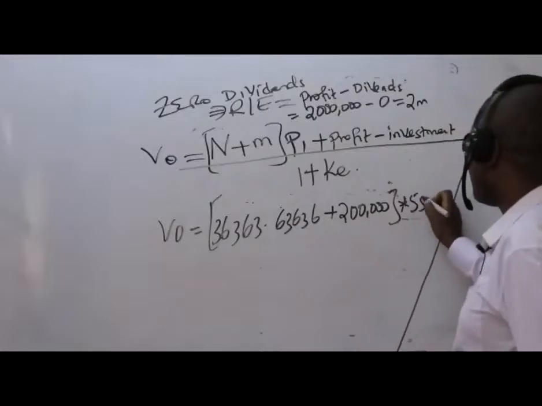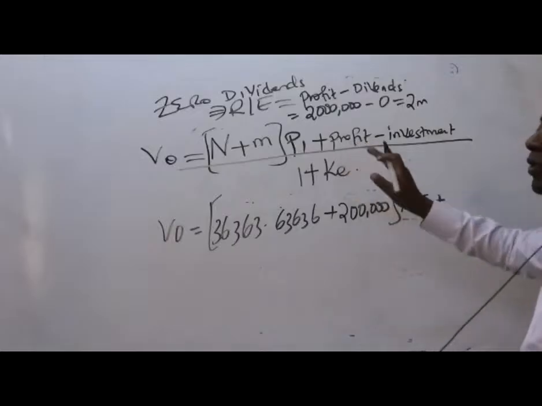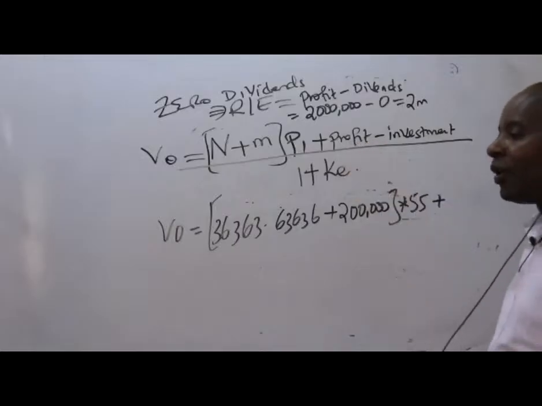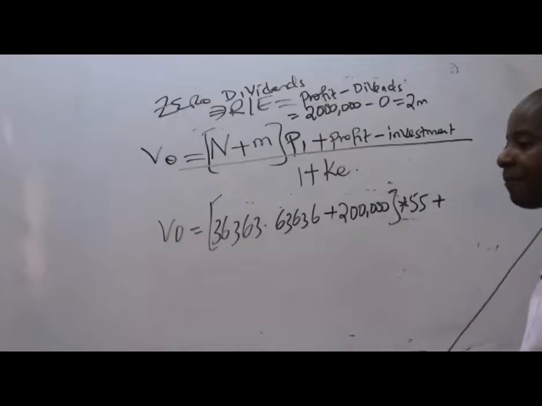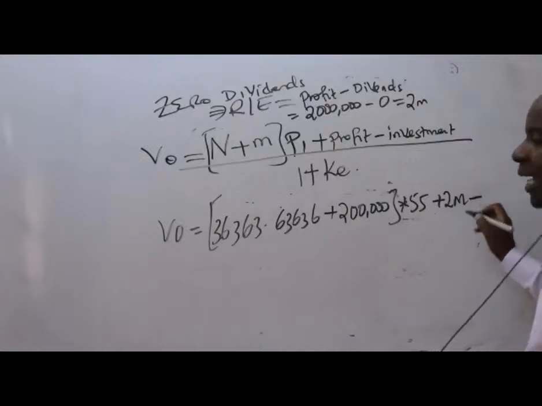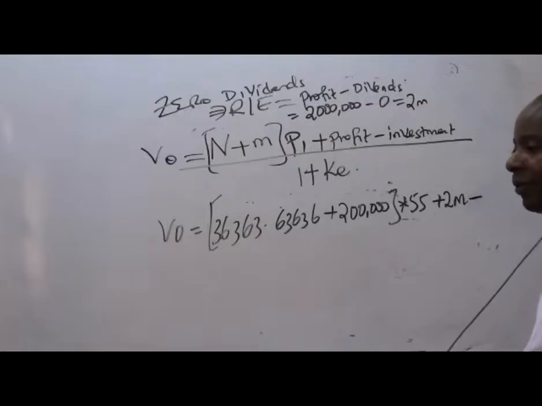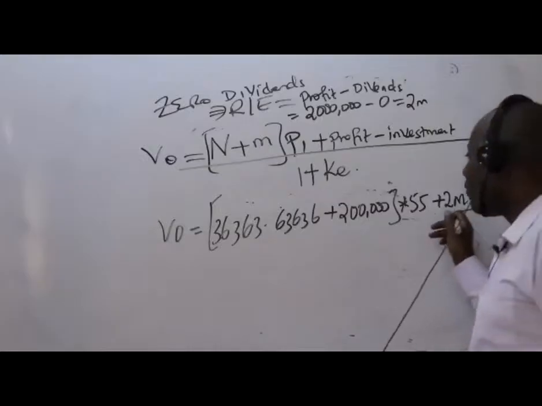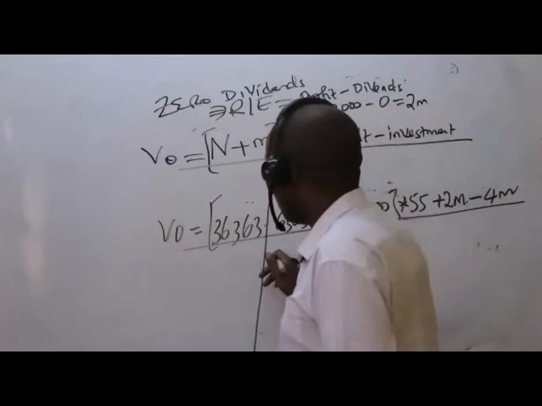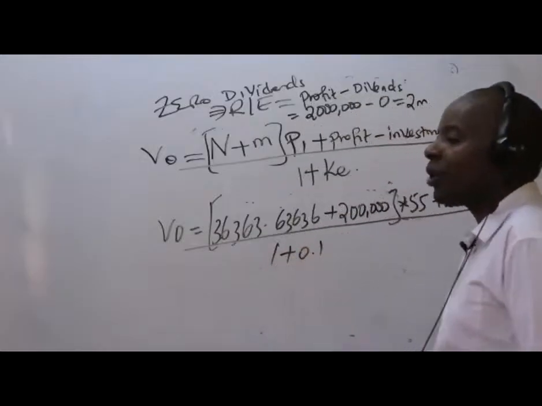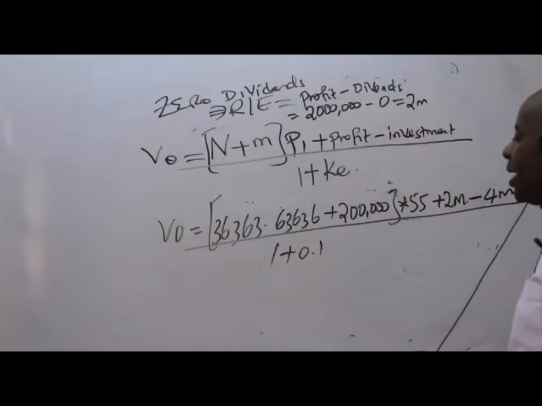55, plus the profit we've generated as an organization. Profit over how much? Somebody. Profit of 2 million minus the investment. Somebody must have forgotten the investment value that we have been given. It's 4 million. And then, ladies and gentlemen, everything will be divided by 1 plus KE, which is 0.1.